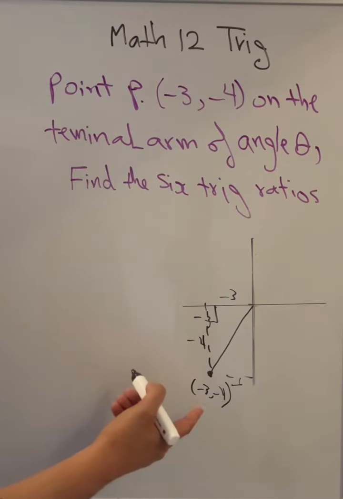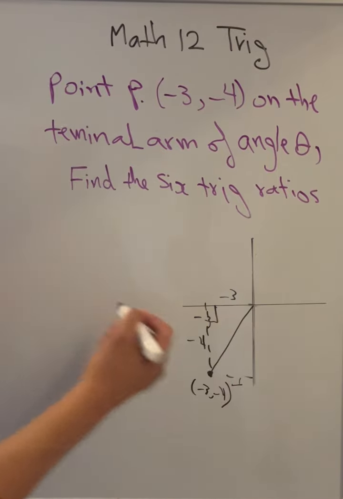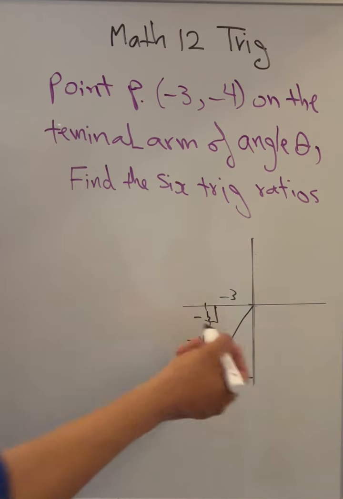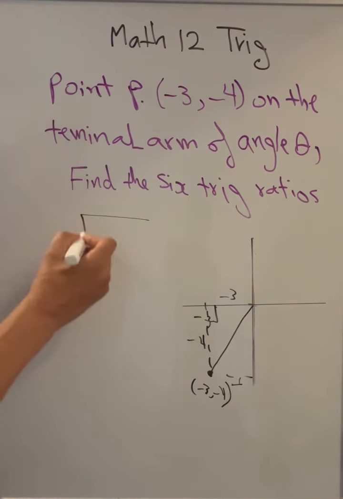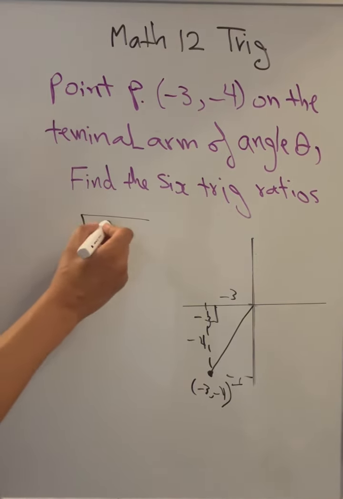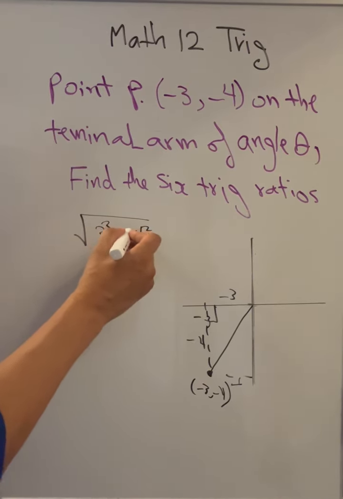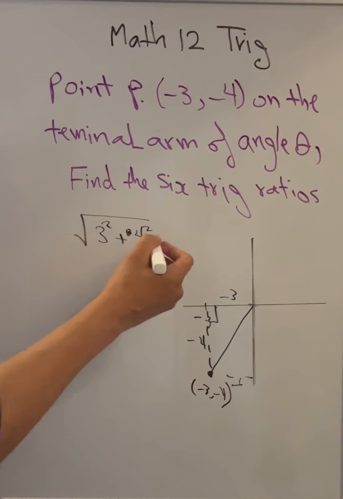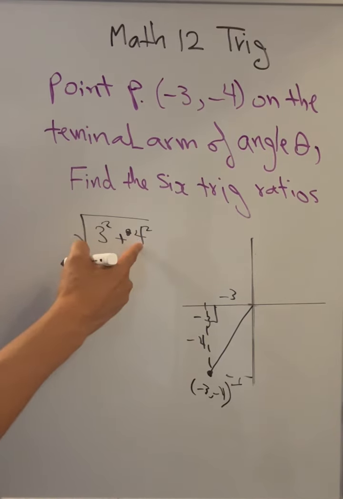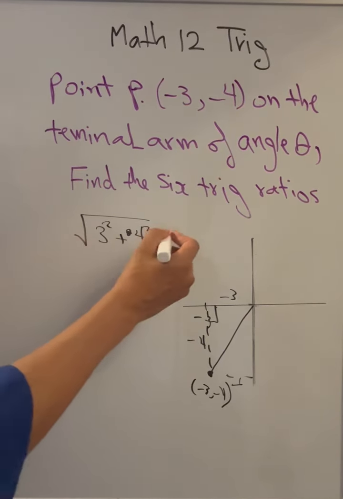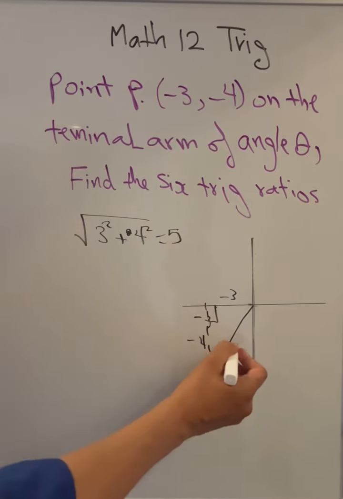Use Pythagoras to find out the missing side, which is the hypotenuse. So a squared plus b squared equals c squared, or you could just go the square root of negative 3 squared plus negative 4 squared. You don't even need to use the negative because when you square it's positive. So that's 9 plus 16 is 25. Square root of 25 is 5. So the missing side is 5.